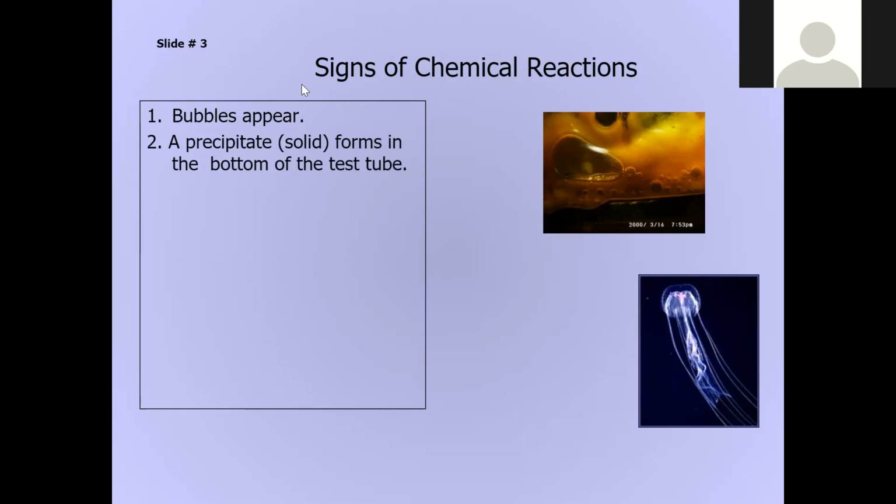On the opposite side, something that can happen, although it's usually not quite as common, is you get a solid that forms. In fancy chemistry terms, we call it a precipitate. But essentially, if you mix two different liquids together, and all of a sudden you get a new solid that starts to form on the bottom of your glass.